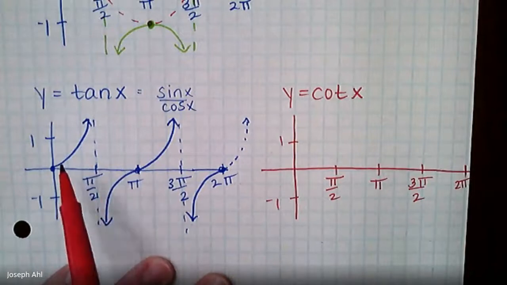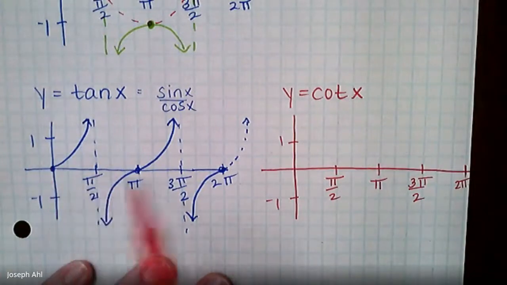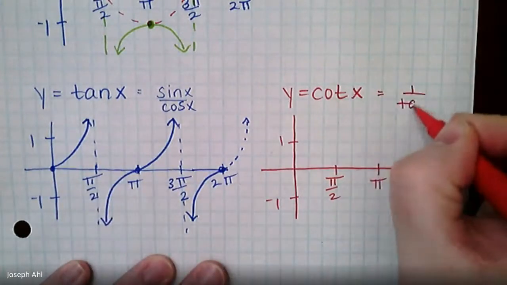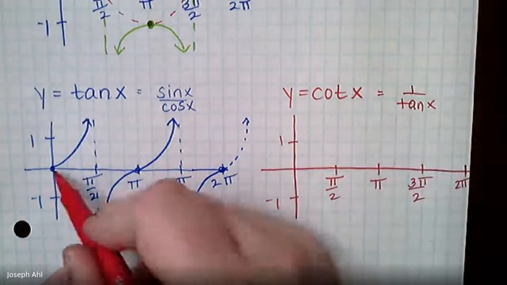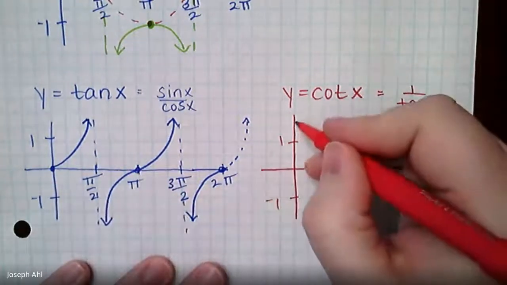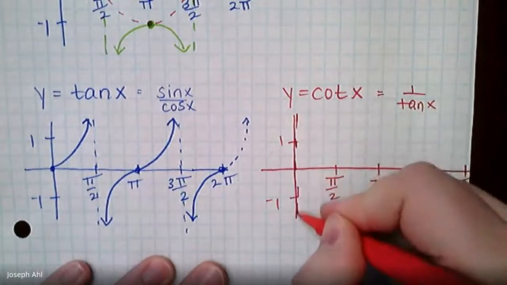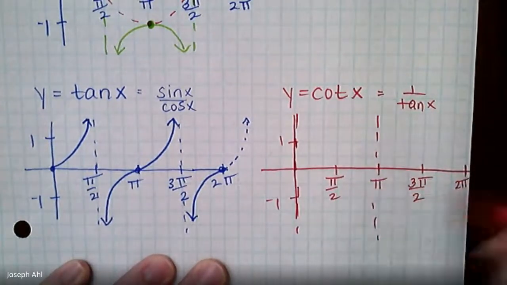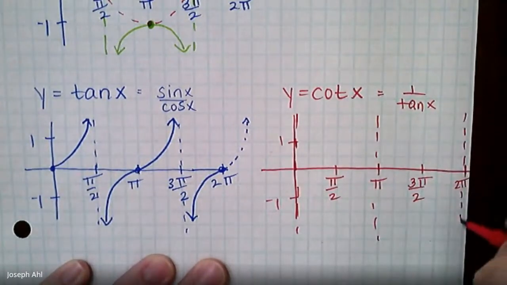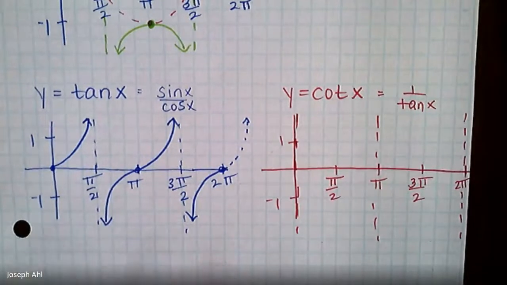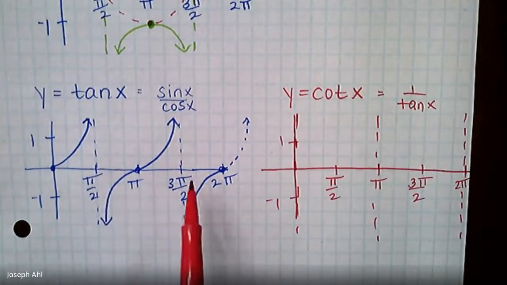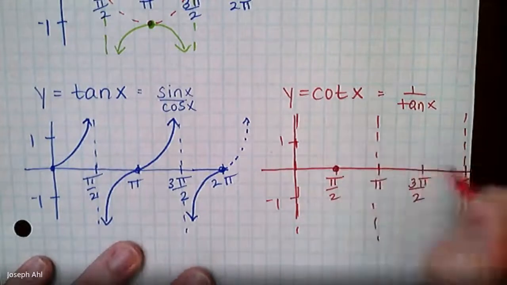Okay, let's talk about where tan is 0. Where tan is 0, because if this is 1 over tan, right? That's going to be an issue for cotangent. If tan is equal to 0, cotangent has asymptotes at 0, at pi, and all the way down here at 2 pi. Okay, here's what's weird though. Where tan has an asymptote, cotangent winds up being 0.